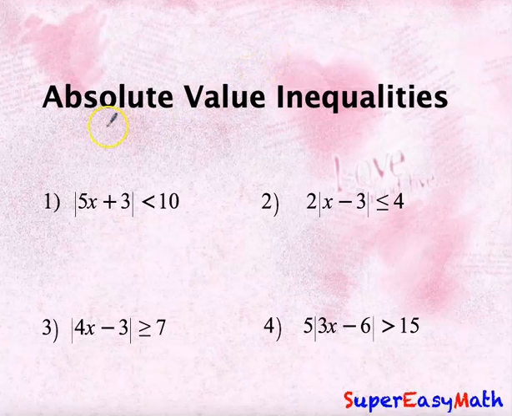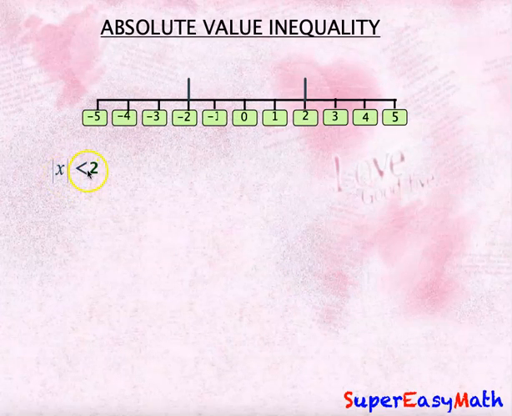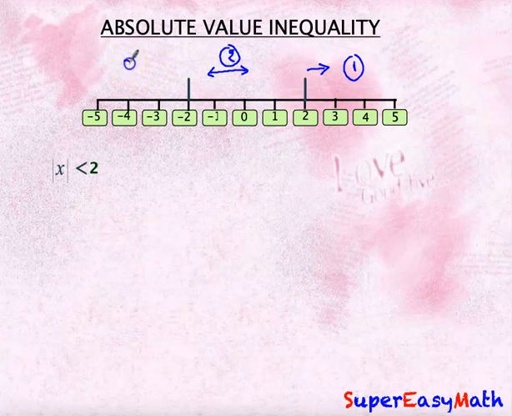In this lesson we will explain how to solve absolute value inequalities and we will try to solve these examples, so let's start. Absolute value of x smaller than 2. What we will do is divide the number line into three parts. The first one, when x is greater than 2. Second one, when x is between minus 2 and 2. And the third part, when x is smaller than minus 2. And we will see where we have a solution.